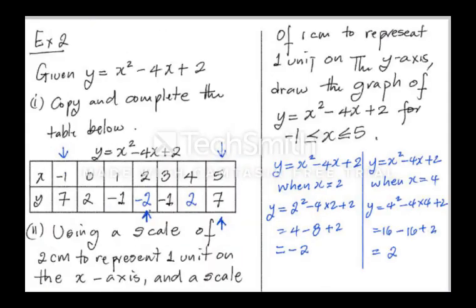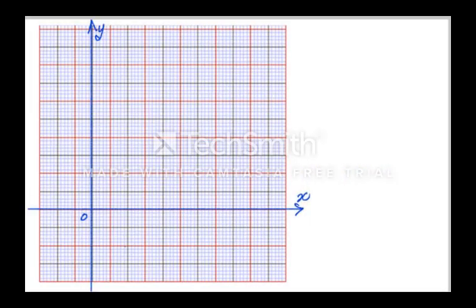All right, so let's label the axes next. The scale says 2 centimeters to 1 unit on the x-axis. So on the x-axis, every 2 centimeters, the number goes up by 1. 1 centimeter, 2 centimeter. So I'm going to put 1 here. 1 centimeter, 2 centimeter, 2 here. 3 here. 4. 5. Over here, 1 centimeter, 2 centimeter, -1.